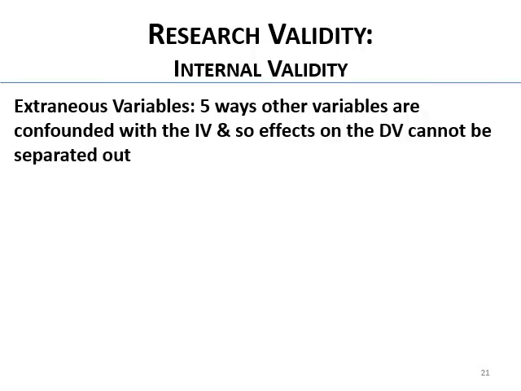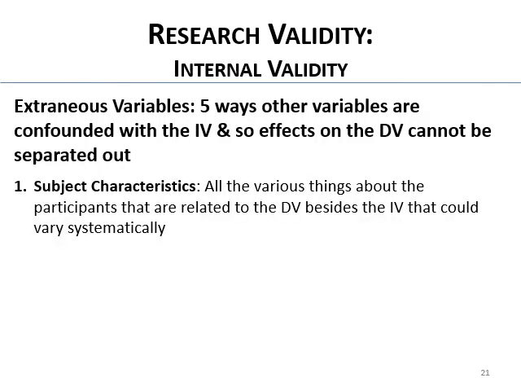So finally, we're going to talk about extraneous variables. These are just 5 other ways that variables are confounded with the independent variable, and so their effects on the dependent variable can't be separated out from those of the independent variable. Subject characteristics is one of these, and these are just all the various things about participants that are related to the DV, besides the independent variable, that could vary systematically between your groups.